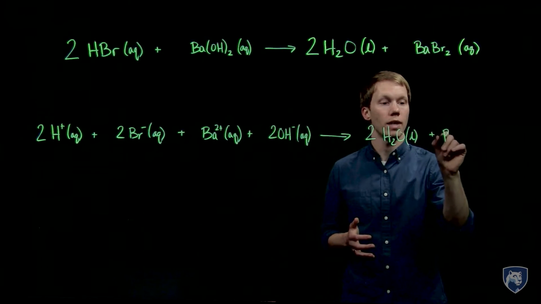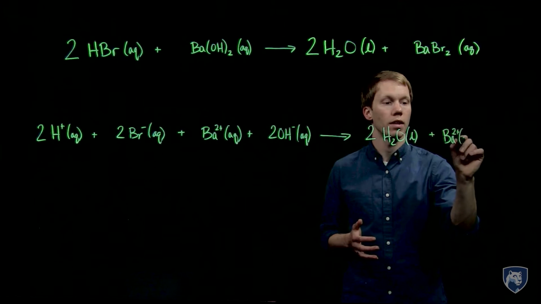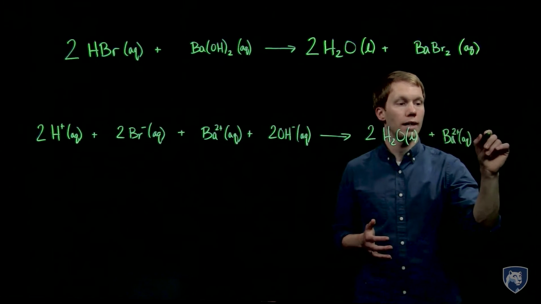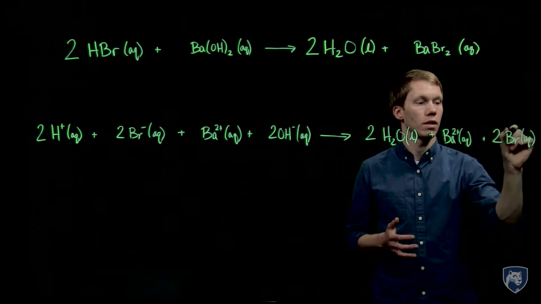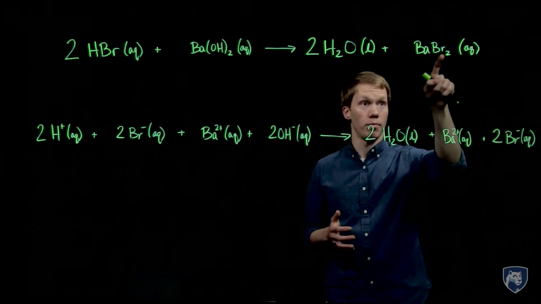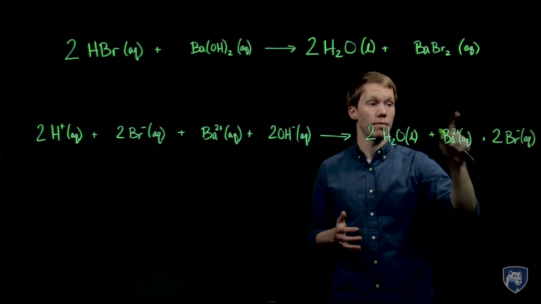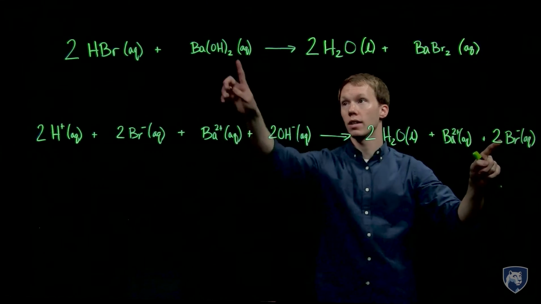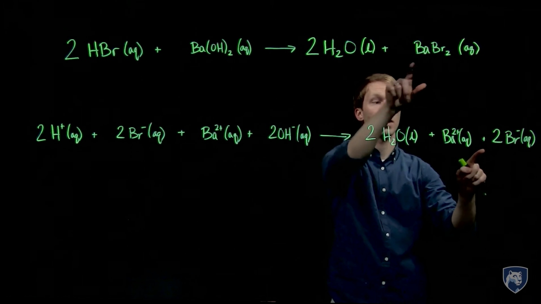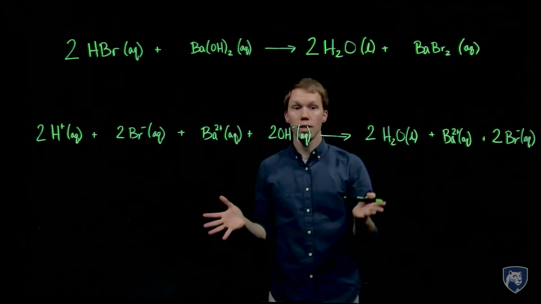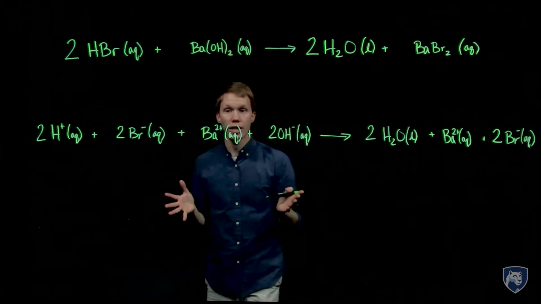And then we have barium bromide. And Br is going to have 2 for the same reason that OH had 2 here. We have 2 OHs per barium hydroxide, and we have 2 bromides per barium bromide. So this would be the complete ionic equation here.